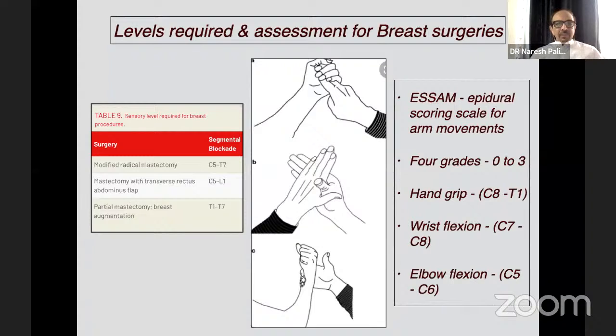These are the different levels required, as already mentioned by Dr. Suleiman about the breast surgeries. I'll just go through it. The epidural scoring scale for arm movements, which is used to measure the motor blockade during thoracic epidurals, can very well be used to assess the motor blockade during segmental spinals. There are 4 grades: hand grip C8, T1, wrist flexion C7, C8, elbow flexion C5, C6.